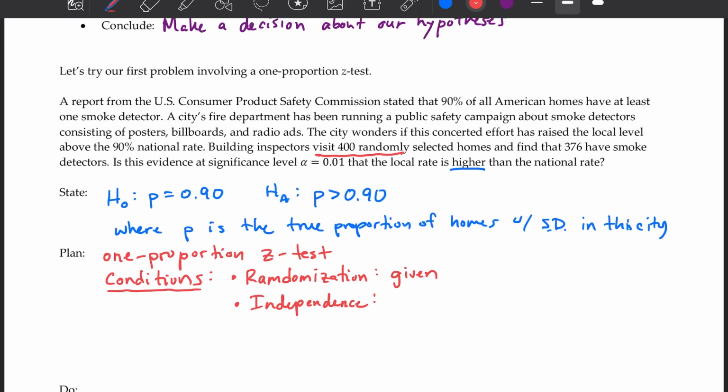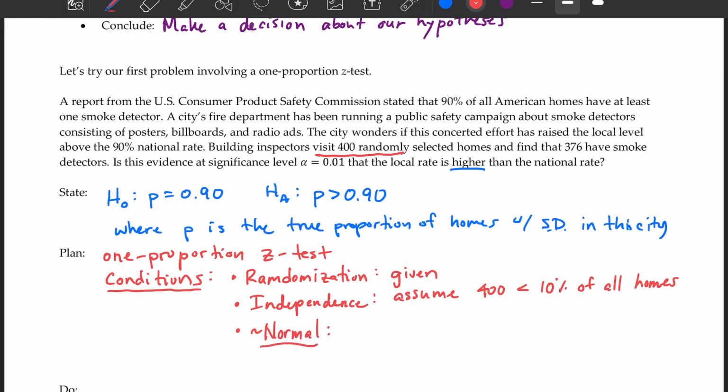So this is where we're going to invoke that's less than 10% of the population. So we're going to assume 400 is less than 10% of all homes. So we're going to believe that this city has at least 4,000 homes. Cool. And then normality.